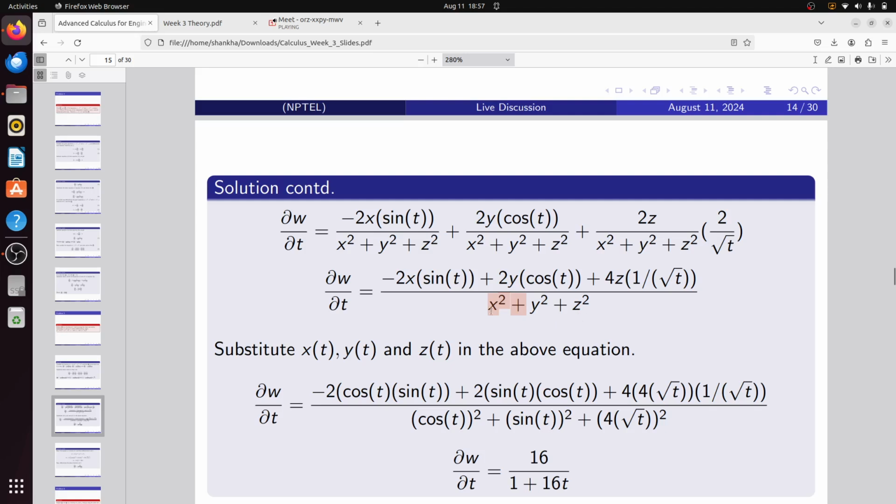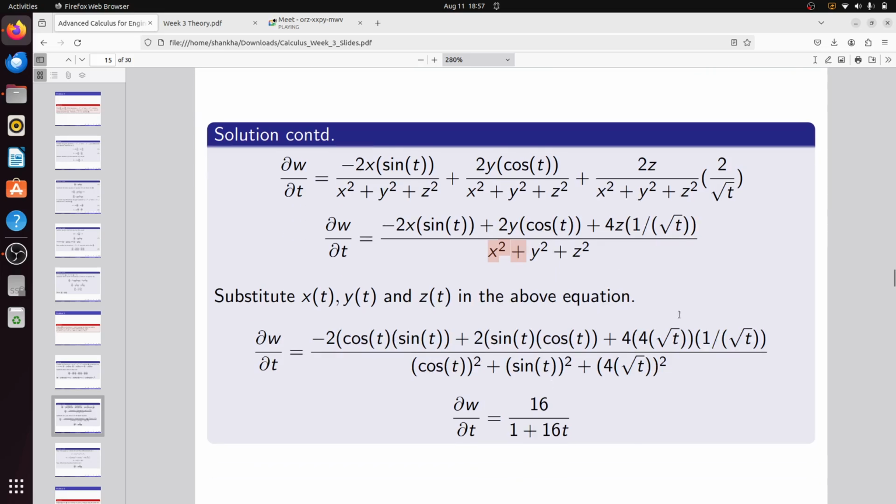Now you put, instead of x, cos t, instead of y, sin t, instead of z, 4 square root of t. So z will be 4 square root of t. So here minus 2 cos t sin t plus 2 sin t cos t, so they will cancel one another, and here z equal to 4 square root of t, so square root of t will cancel, and 4 into 4 will give you 16, and cos square t plus sin square t is 1, and 4 square root of t the whole square is equal to 16t. So is this problem clear right now? I will move to the next slide then.